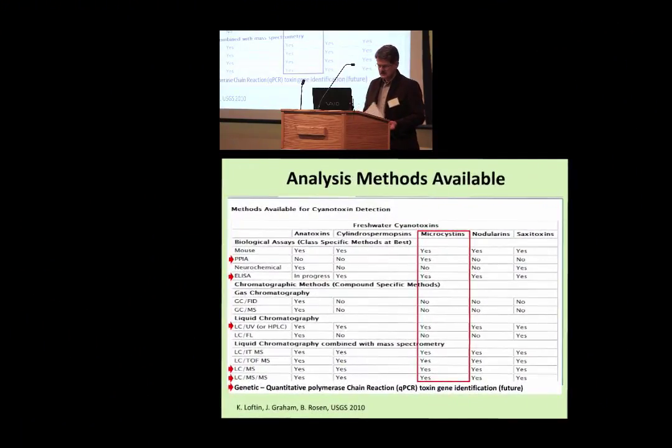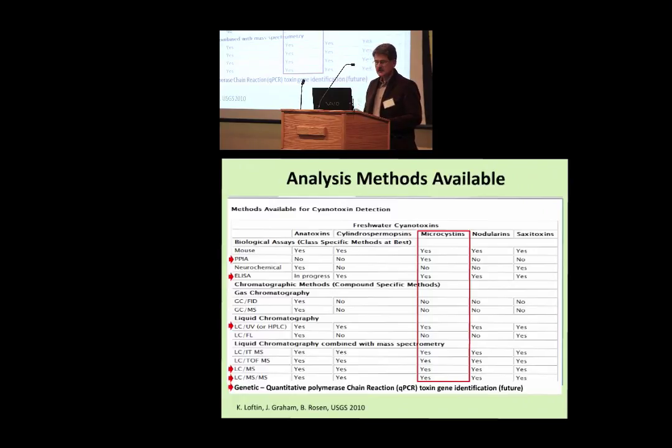This shows some of the methods that are available. From the top, protein phosphatase inhibition assay. It provides analysis. It also provides toxicity information. It's also very inexpensive, which is nice, but it's not really commercially available, and it's not quantitative.